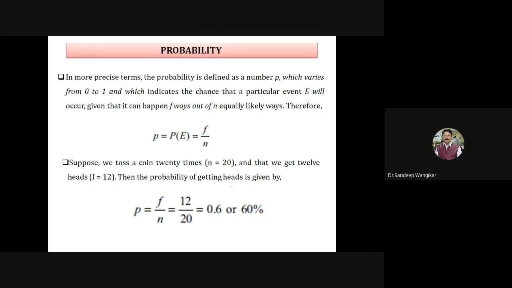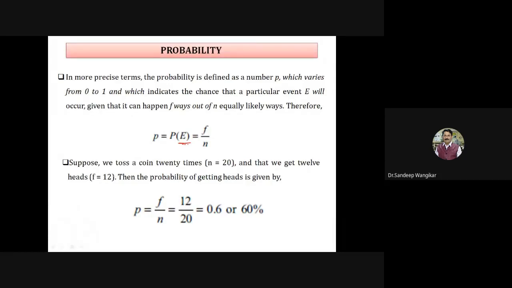Just take the same example. Six-sided cube: 1 may appear, 2 may appear, 3, 4, 5, and 6 also may appear. These are equally likely, so anything can happen. Therefore, this probability P of event E is given by F divided by N.